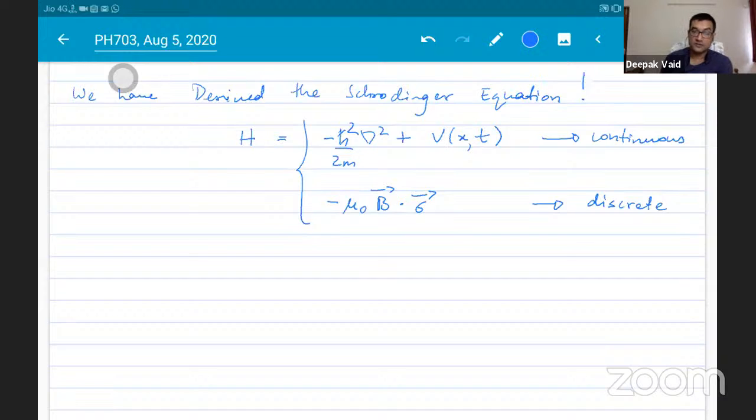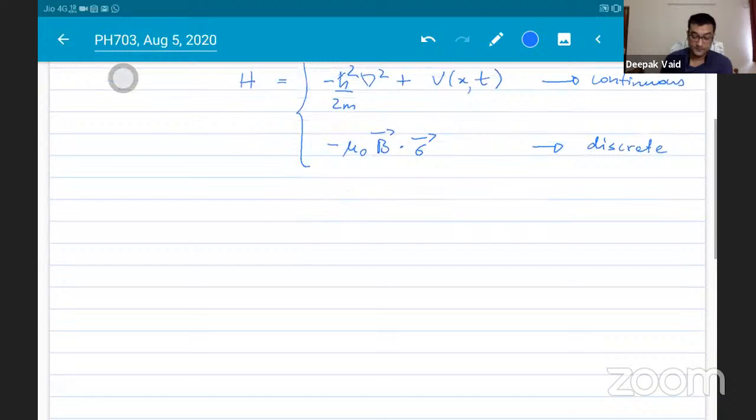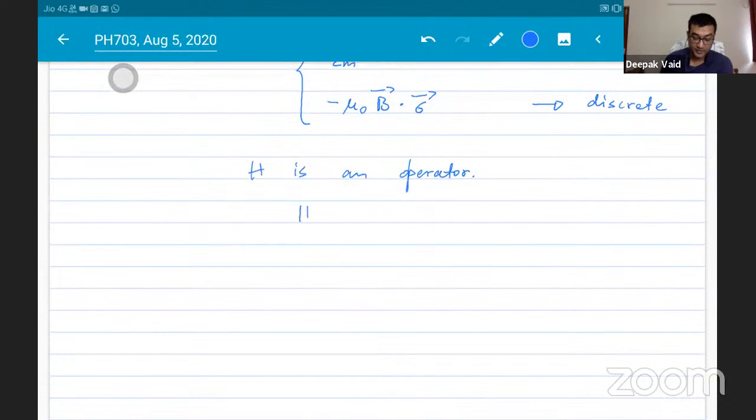Now, there is one more thing. Let me talk about that. So since this is an operator, right? H is some operator, right? Now, since it's an operator, any operator will have some eigenstates, right?